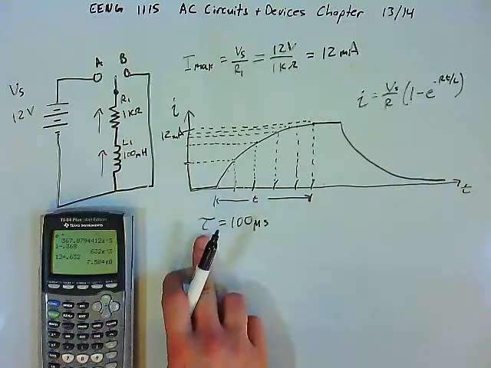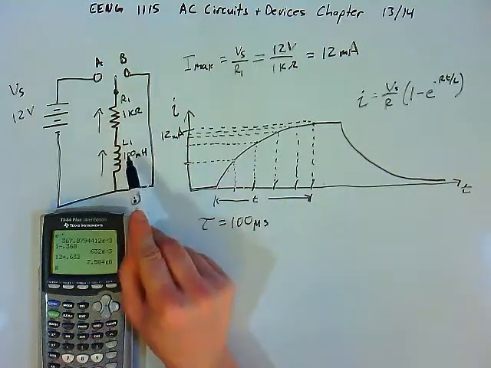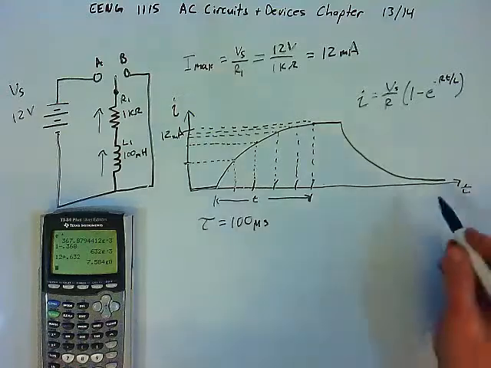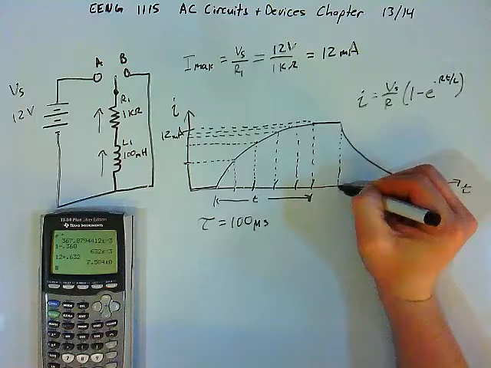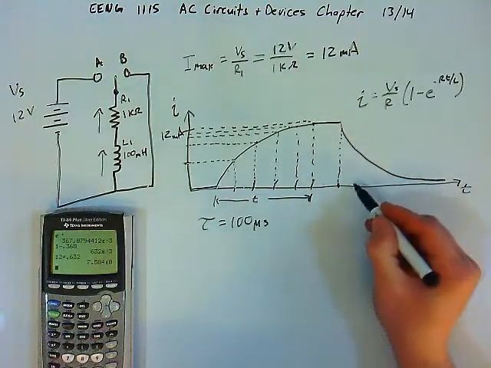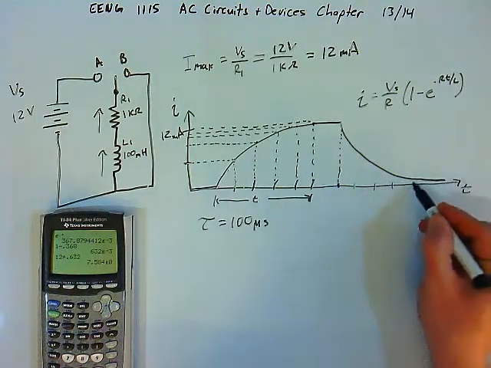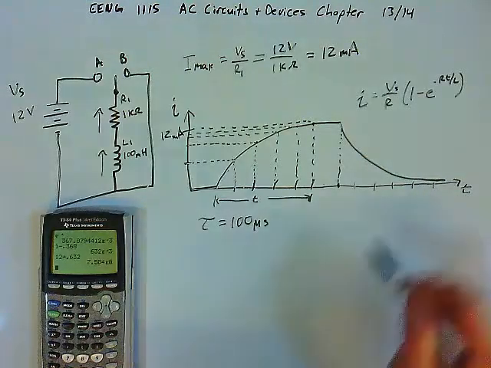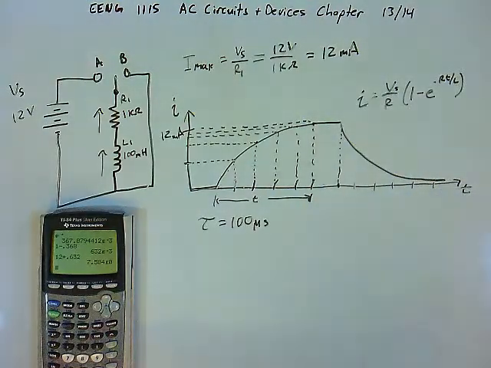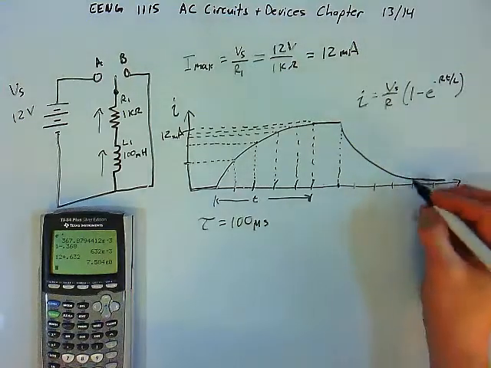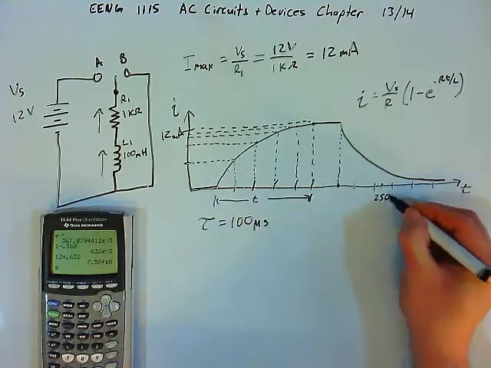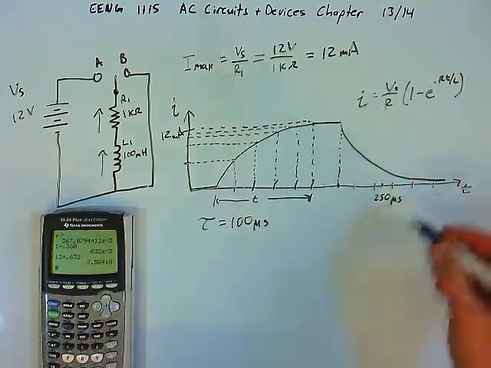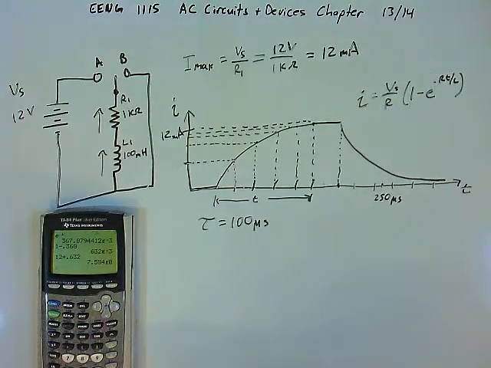And so again, tau was determined by the resistance and the inductance, and so from the point in time that we switched the switch into position B, it will take 1, 2, 3, 4, 5 roughly time constants for the current to reduce all the way back down to 0 milliamps. In this example, let's say, what is the current going to be 250 microseconds after we flip the switch into position B?